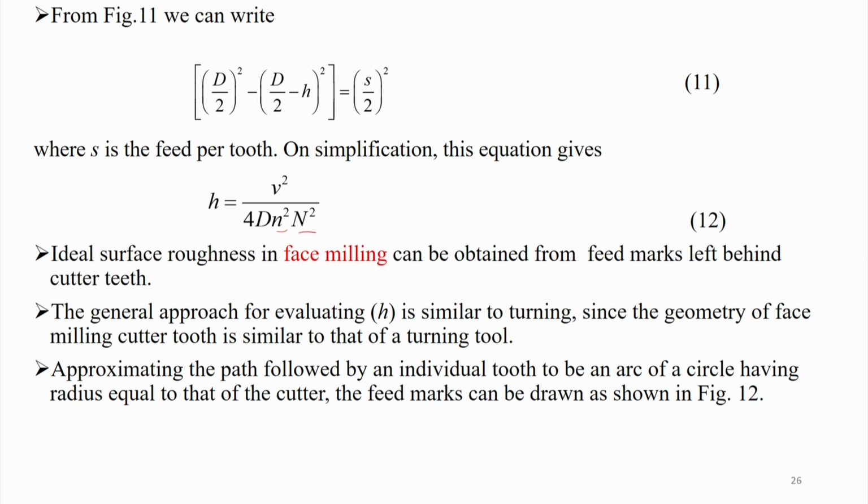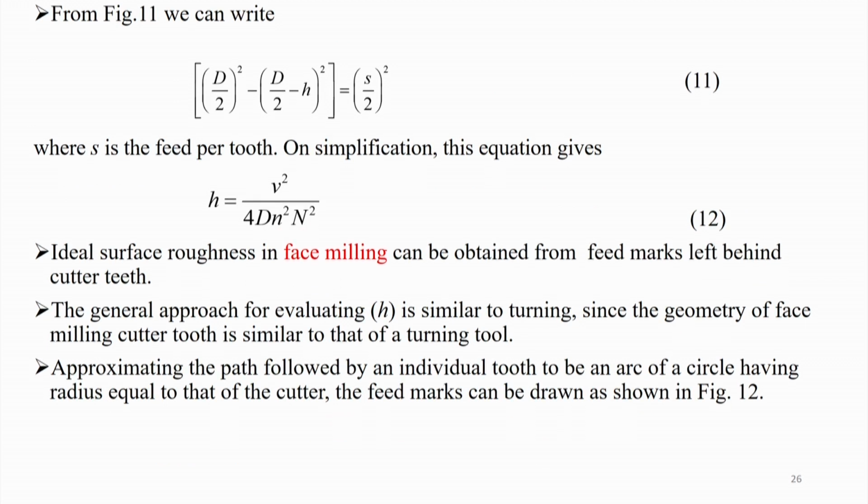So, ideal surface roughness in face milling can be obtained from feed marks left behind by cutter teeth. The general approach for evaluating h is similar to turning, since the geometry of the face milling cutter tooth is similar to that of turning. Approximating the path followed by an individual tooth to be an arc of a circle having radius equal to that of the cutter, the feed mark can be drawn as shown in this figure 12.